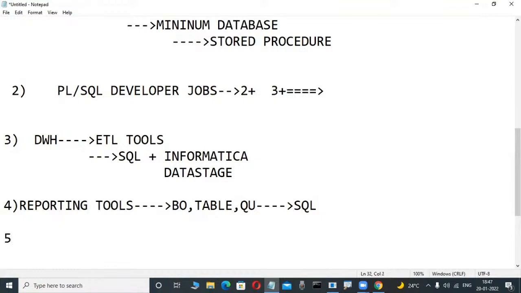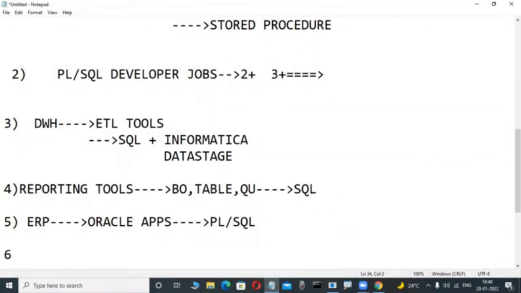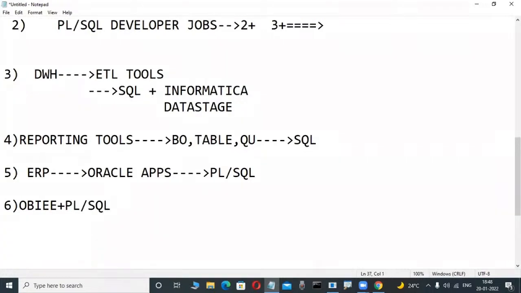Then some programmers are interested in the ERP side, like Oracle Apps. Oracle Apps is an ERP, the same as SAP, like Oracle Applications 11i. These persons need very good knowledge of PL/SQL, so they also learn these courses. Again, there are OBI programmers, with PL/SQL jobs on that product. Those persons also learn these courses.